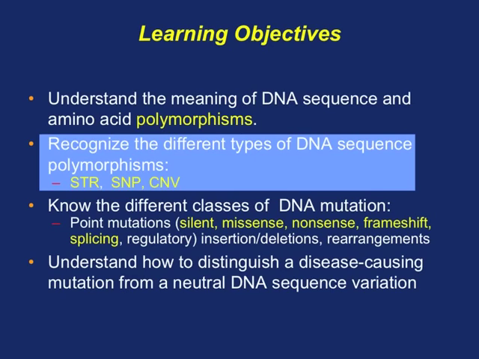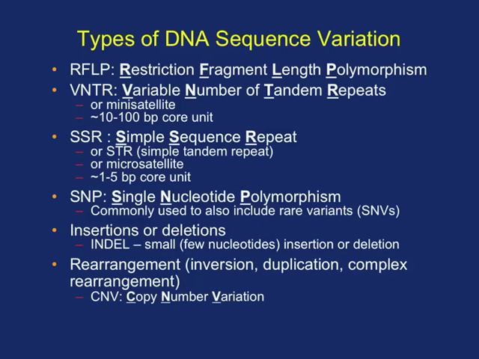Okay. So let's talk about the different types of DNA sequence variations that one can see. The first we used to study years ago, and this has again almost become just a historic artifact, we won't talk about a lot, is an RFLP. Some of you may have heard of this. That stands for restriction fragment length polymorphism.